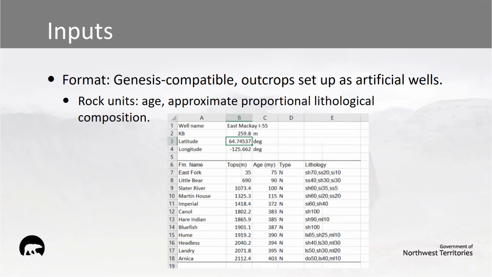So one of the first steps was to format the data for input. Like the example here from the East Mackay I-55 well, at minimum you need location coordinates, surface elevation, here I'm using Kelly bushing, and the rock units with the top depths, approximate age, and proportional lithology by percent. And this would be based on approximation derived from a lithology log or a geological report by the well site geologist or another source.